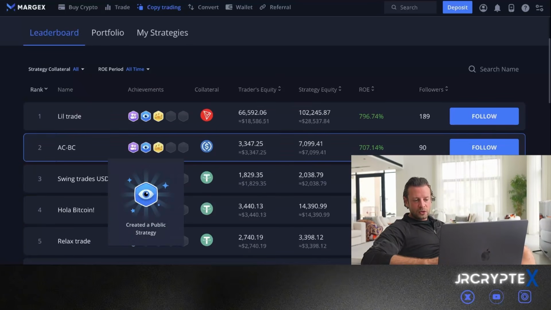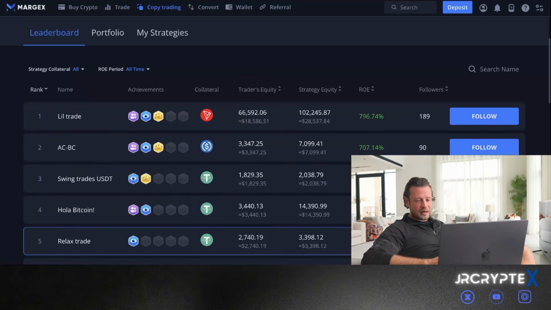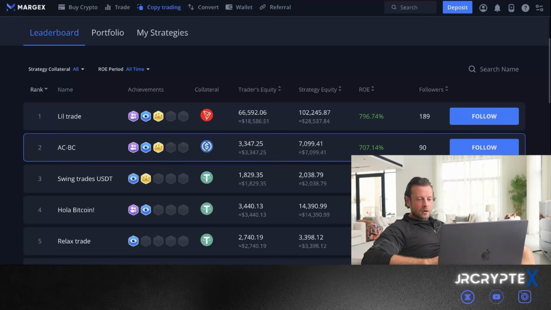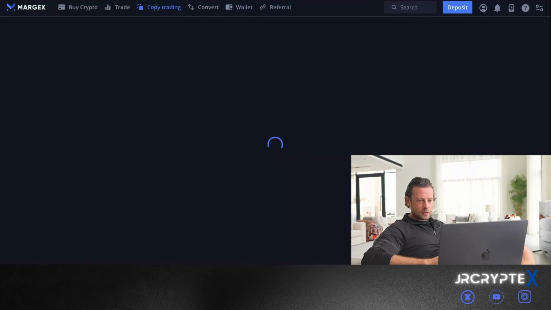So if you don't trade and you want to follow a trader, you can basically pick a trader from the leaderboard and click follow. Now I'm going to go on this guy as an example, the second one.